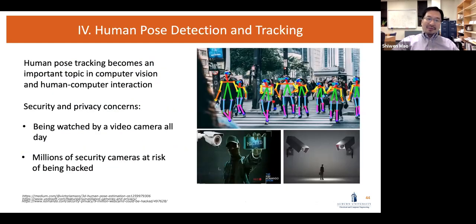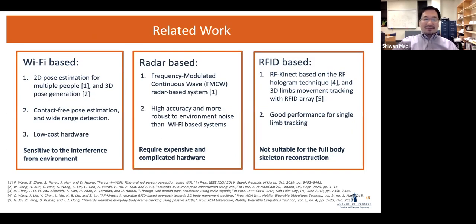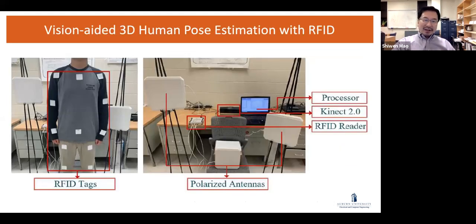But the video camera-based approach, while very successful, also brings a lot of privacy concerns. People don't feel comfortable if a video camera is watching at you all the time, right? So there are also Wi-Fi and RFID-based techniques. In our work we put RFID tags as wearable sensors: 12 tags attached to the body. This is my student Chao Yang. And we have 3 antennas to cover this.